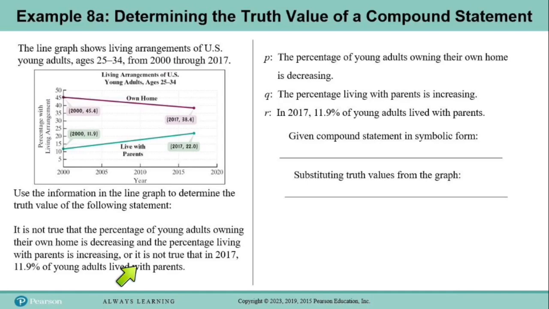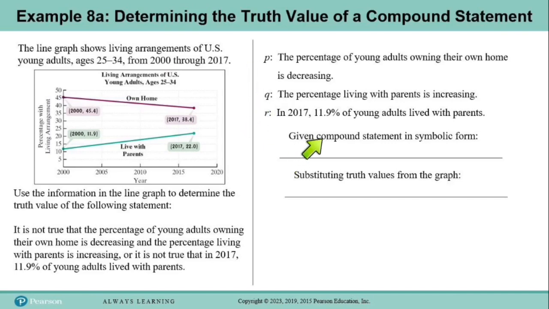And then the last part of this statement says, it is not true that in 2017, 11.9% of young adults lived with parents. Okay, the it is not true part, I'll let that be represented by a not symbol, but the statement that we will label is going to be the part that says in 2017, 11.9% of young adults lived with parents. So that's what I've got right here, and I've called that statement R. So you just want to make sure that you have the same three statements labeled P, Q, and R.